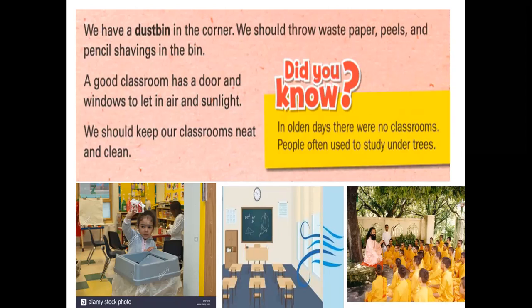It allows air inside the classroom and also sunlight. If there is no electricity, we can directly use sunlight. But if the room is very interior and we cannot get sunlight, then unfortunately we have to use electric bulbs. Yes or no, children?